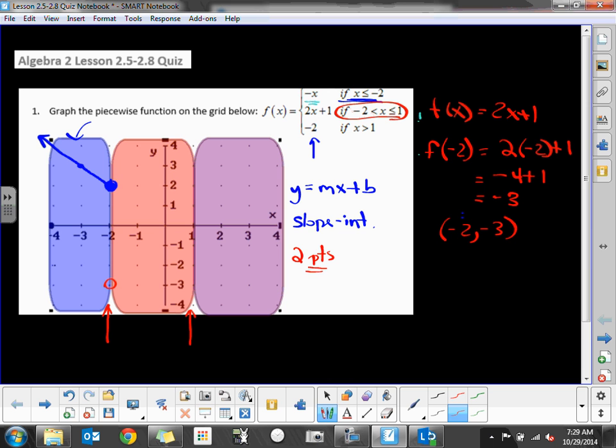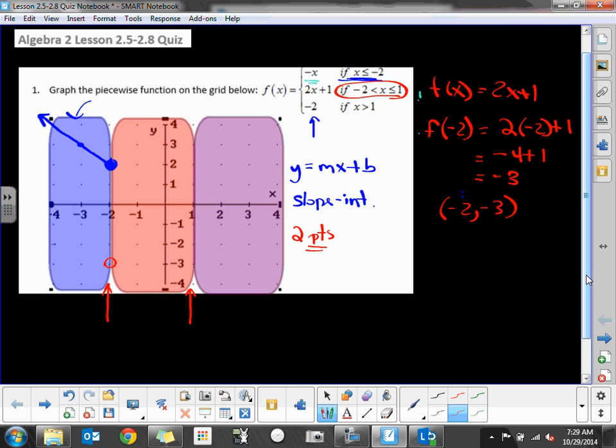Then I'm going to come back and run another calculation. I'm going to use the right end of the interval. So now I'm going to calculate f at 1. And this is going to be 2 times 1 plus 1, which gives me a 2 plus 1. And then we add the 1 to the 2, and we get 3. So when I put in an input of 1, I get an output of 3. So my ordered pair is (1, 3). This time I'm going to make sure it's a closed circle because we get to include 1 in that interval. So I go to 1 and then go up 3, 1, 2, 3, close it.